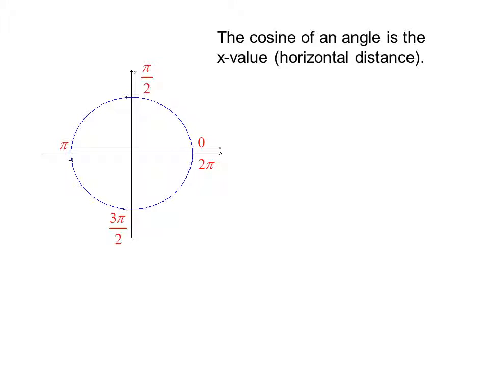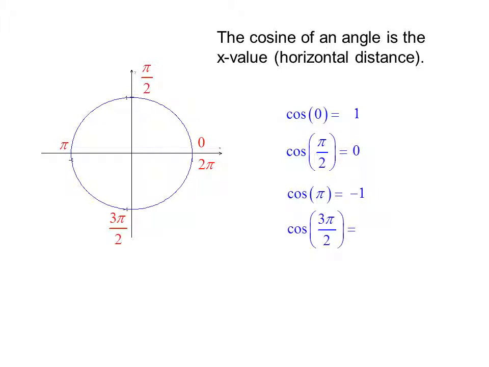The cosine of an angle is the x value, or horizontal distance. So the cosine of 0 is 1. The cosine of pi over 2 is 0. The cosine of pi is -1. The cosine of 3 pi over 2 is 0. And the cosine of 2 pi is 1.